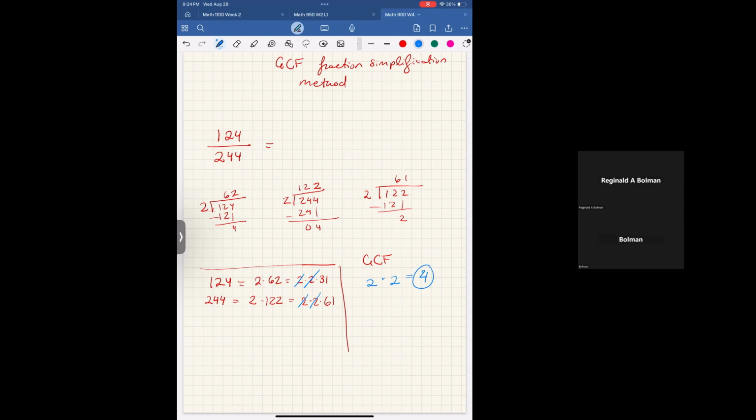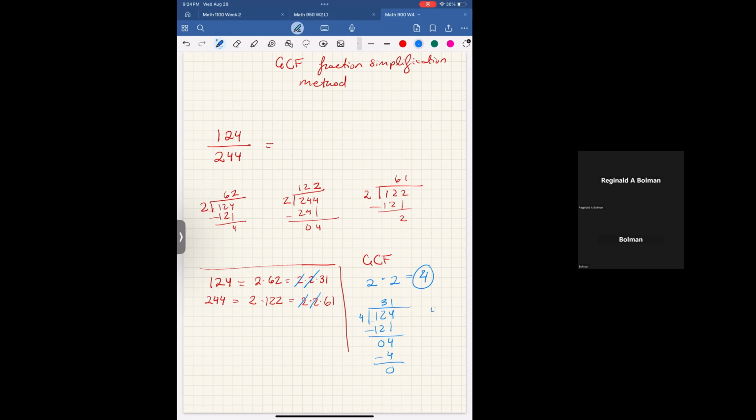Now, what does this tell us? This says that if I took the top number, 124, I divided 4 into it. Well, 4 goes into 12 3 times. 3 times 4 is 12. You get a 0 remainder, and 4 goes into 4 one time. And of course, we would back multiply and we would get a 0 remainder. So this is saying that 4 goes into 124 exactly 31 times.